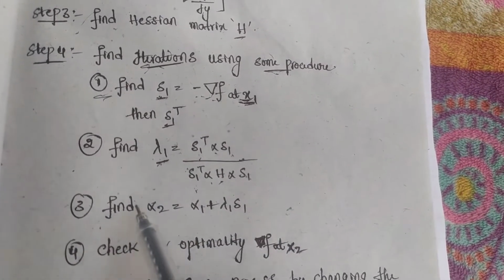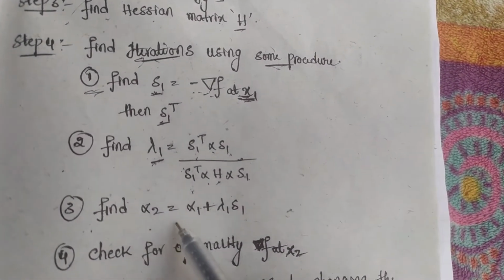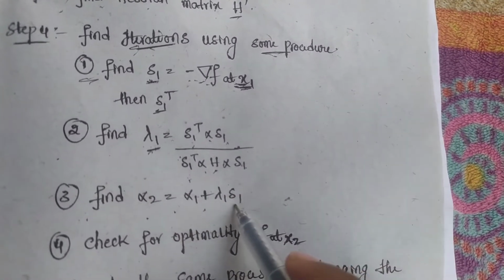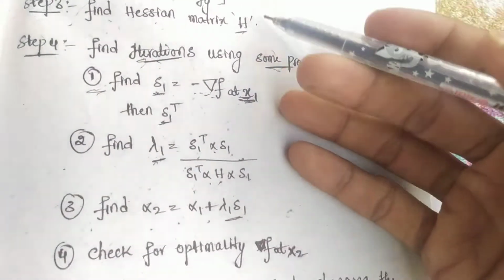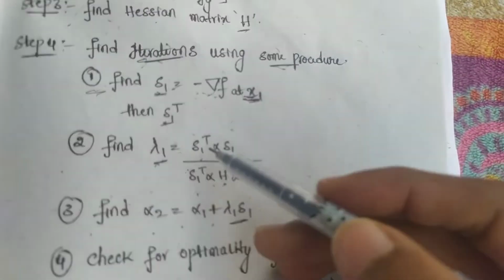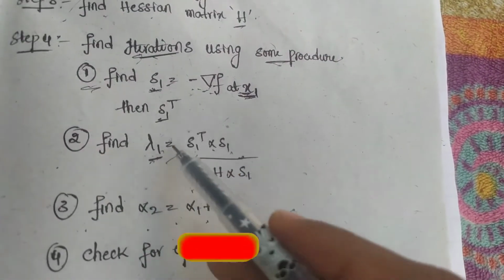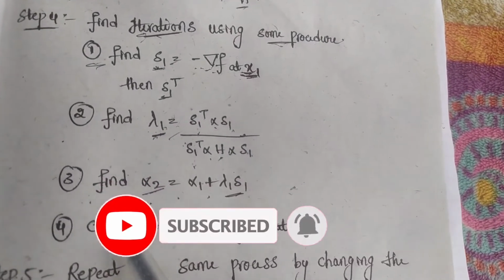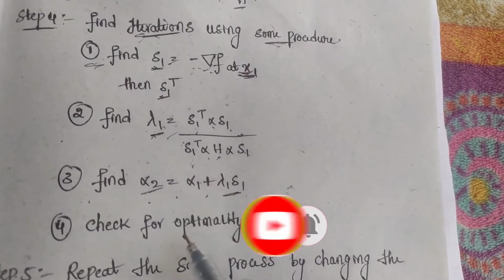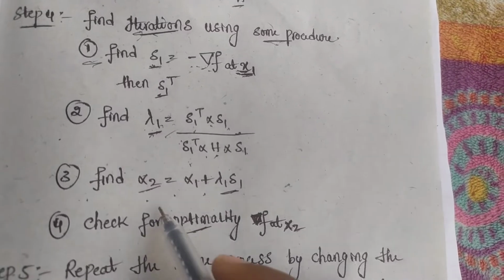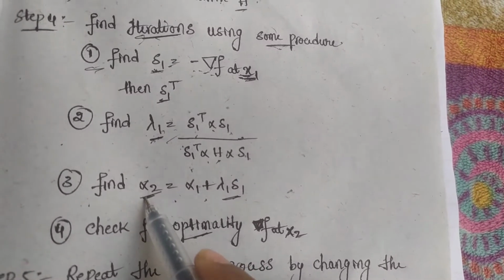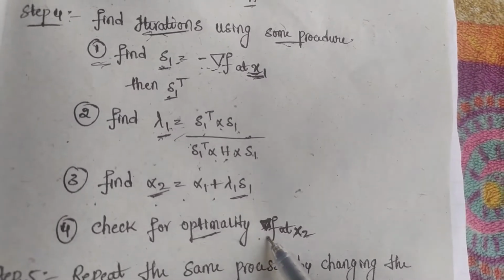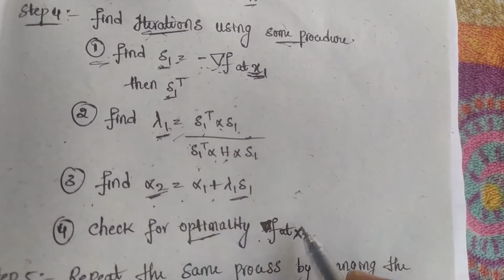In the third step we have to find the x2 value using the formula x1 plus lambda 1 into s1. We know that here we find the s1 value and the lambda 1 value. By using these values we find the x2 value. After that, in the fourth step, we have to check the optimality using the value of x2. We substitute this x2 in the grad f value to check the optimality.